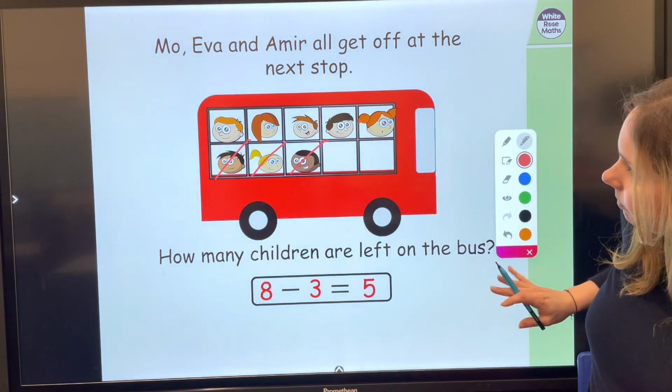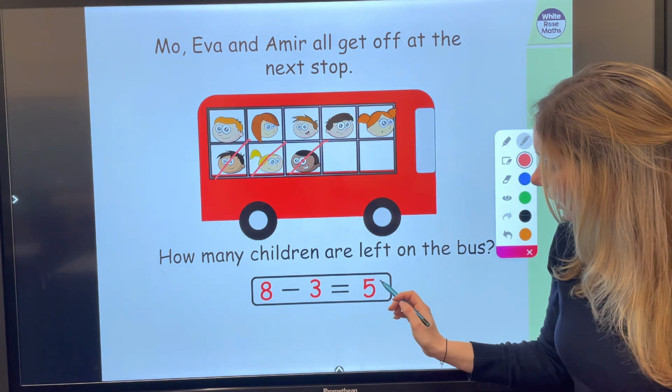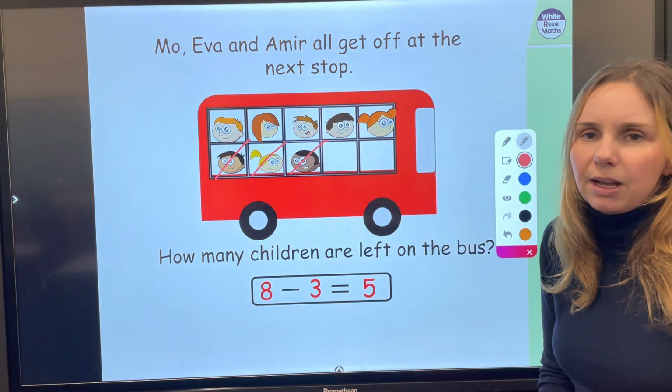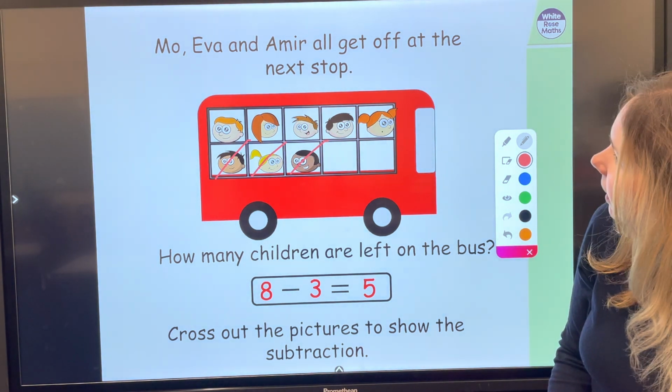1, 2, 3, 4, 5. And there we can see that we are left with 5. Okay, next one.